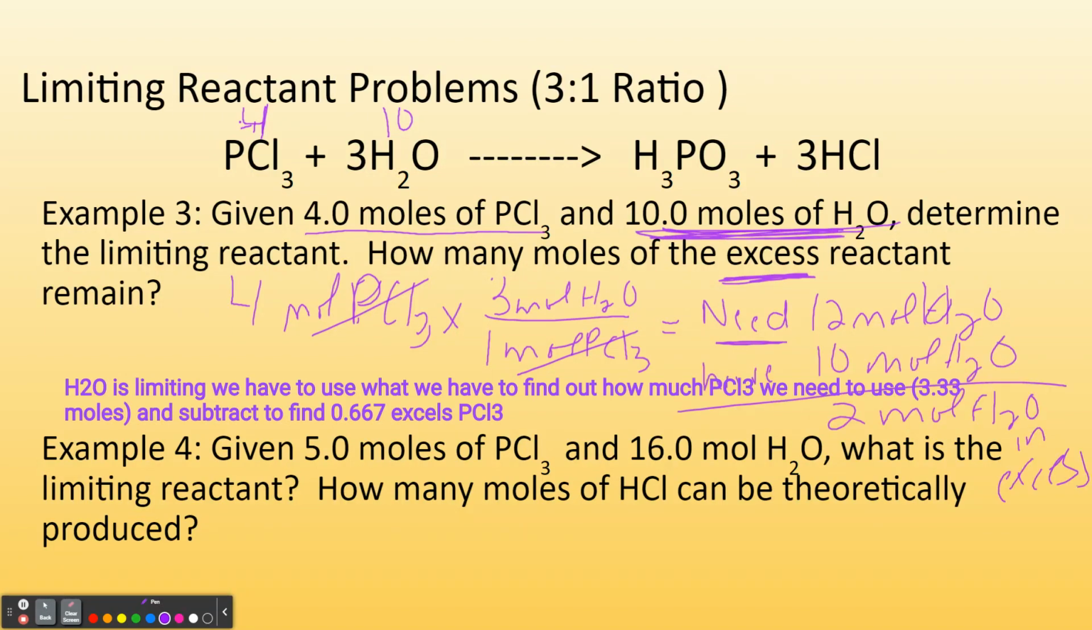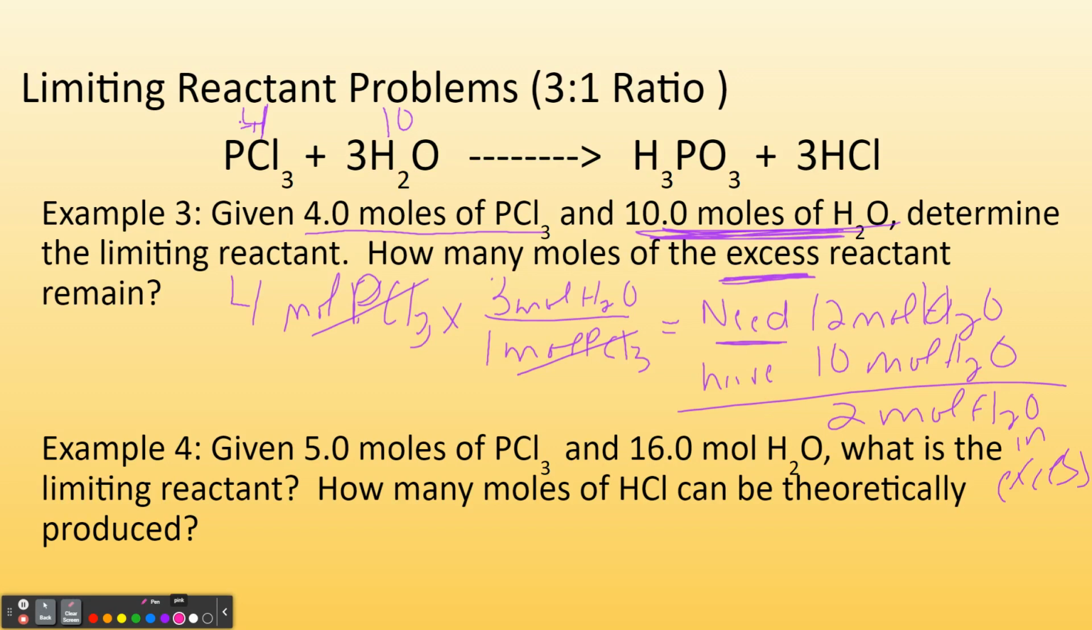And the last one, let's change our color again. We have 5 moles of phosphorus trichloride. We've got 16 moles of water. What is the limiting reactant, and how many moles can theoretically be produced? So we want to compare each of these to hydrogen chloride because that'll already give us our theoretical yield. That's what the whole next lesson's about. So we'll get there. For right now, just know that we need to compare which one runs out first.